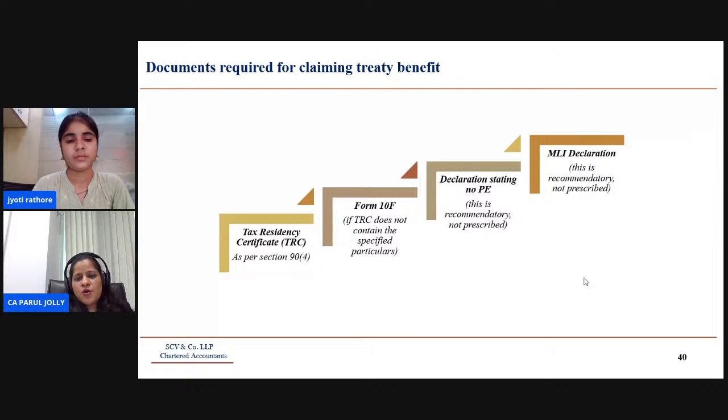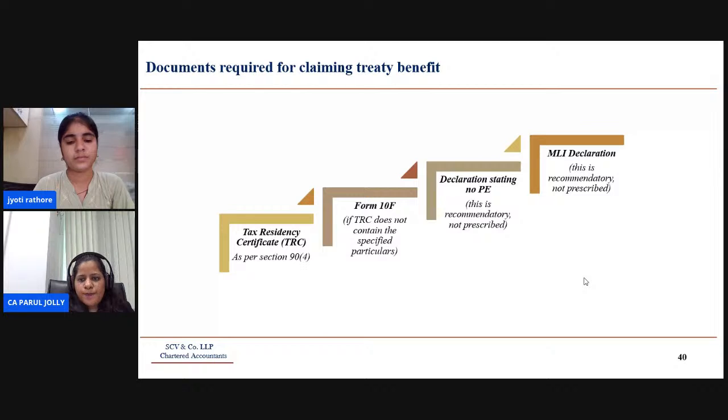So it is very important when we give a payment to a non-resident, we have to take a declaration from the payee whether he has a permanent establishment here or not. Otherwise, how would the consultant or the payer know whether the payee has a permanent establishment or not? So this is a document which has to be obtained for claiming the treaty benefit.